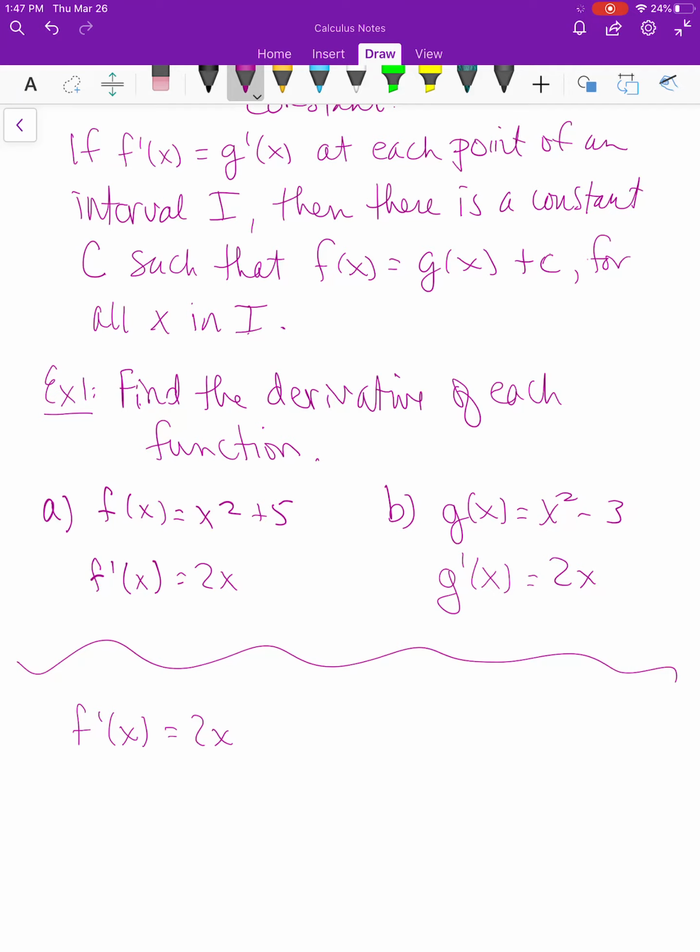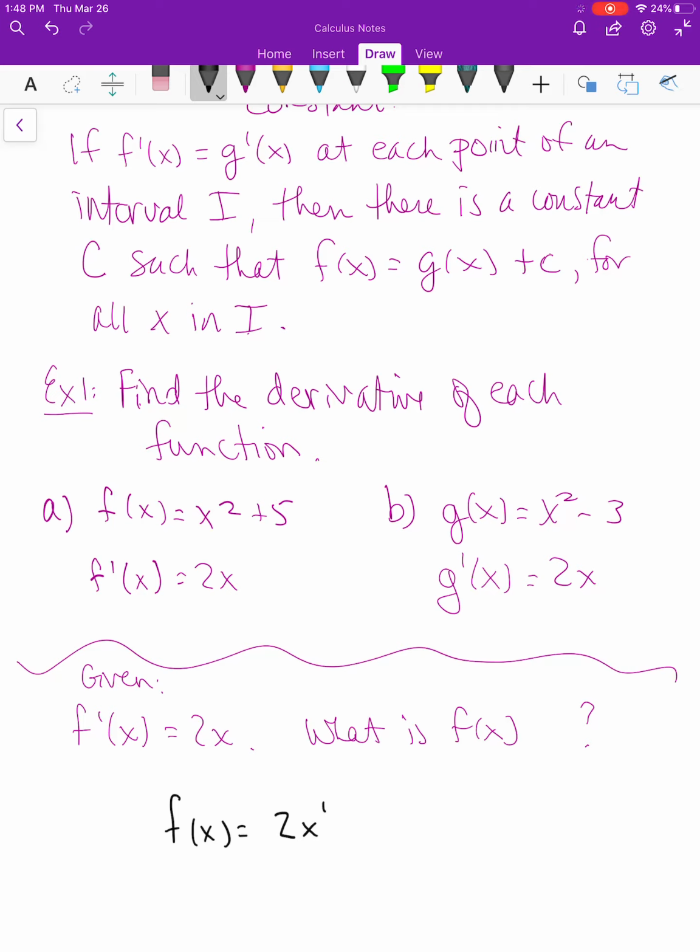So if I just gave you, hey, f prime of x is 2x, and I said, what is f of x if I told you that the derivative was 2x? And you're like, well, it could be x squared plus 5. It could be x squared minus 3. We know it would be x squared though.